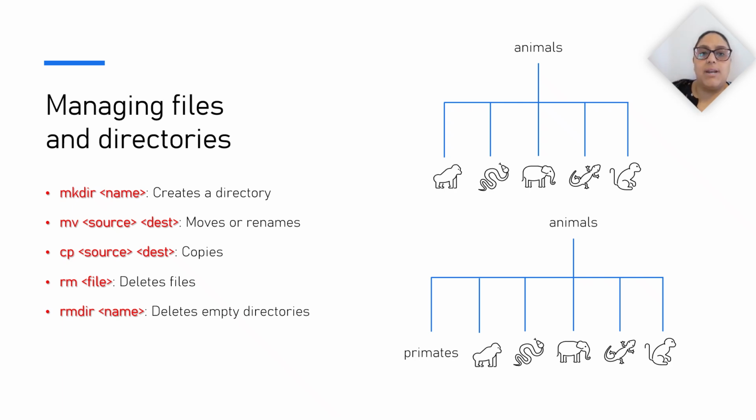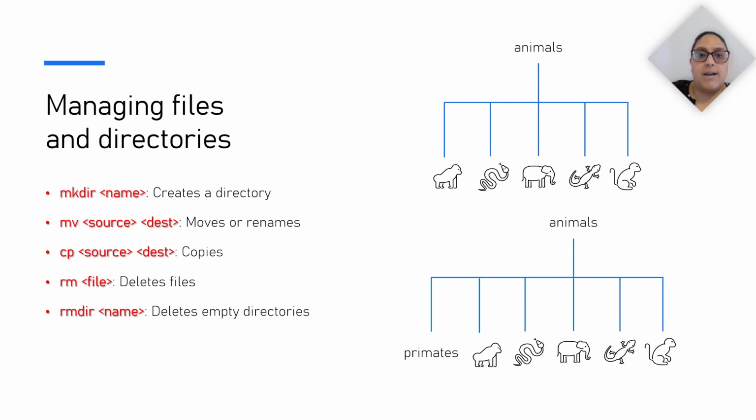To move or rename a file, use mv. For example, mv chimps primates moves the chimps file into the primates directory, or mv snakes cobras renames snakes to cobras. To copy a file, use cp, like cp cobras cobras2.